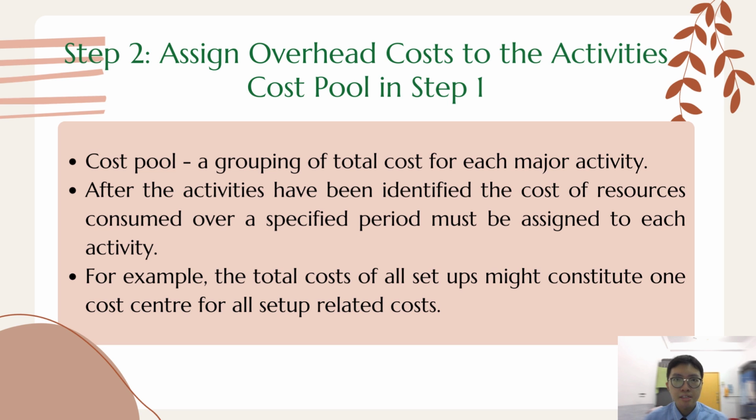The second step is assigning the overhead cost to the activity cost pool. Cost pool means a grouping of the total costs for each major activity. It simply means allocation and apportionment of various costs to a particular activity or group of activities.